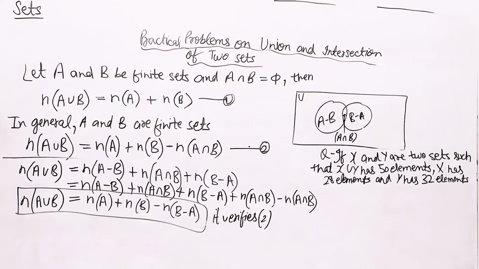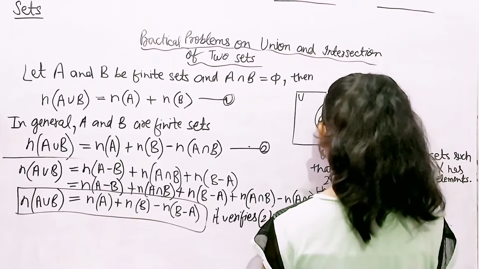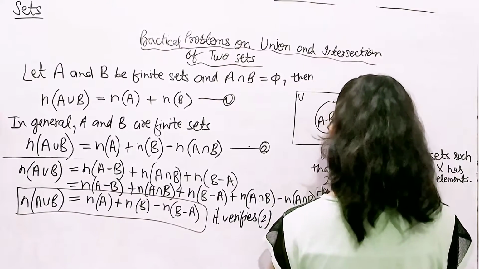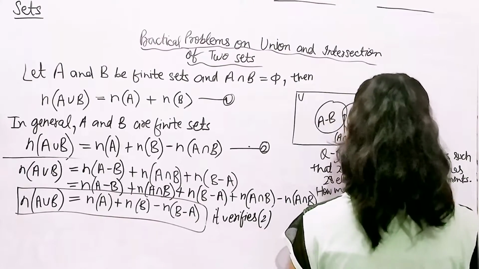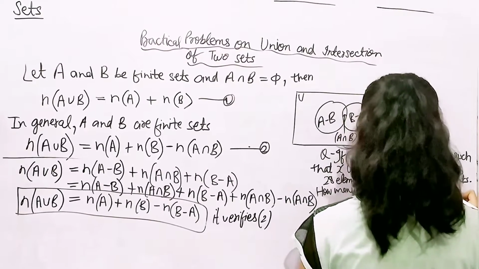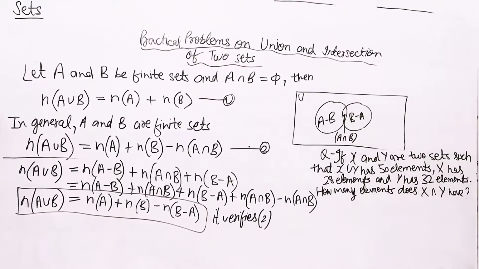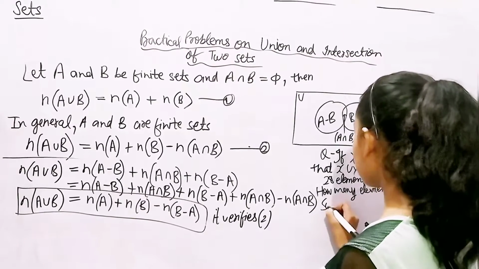So how many elements does X intersection Y have? Okay, look at the question. Is it clear? Okay, so let's solve it. So I'm going to solve it.